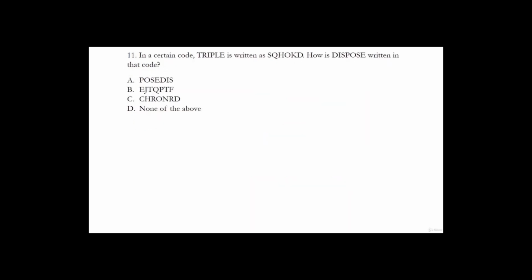In a certain code, triple is written as SQHOKD. So triple is written as S Q H O K D. Now we all know that in alphabetical order, after S it is T, after Q it is R, after H it is I, after O it is P, after K it is L, and after D it is E.